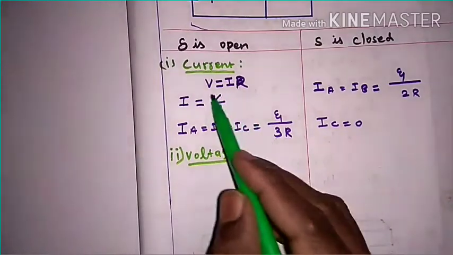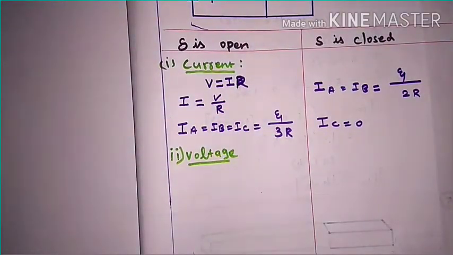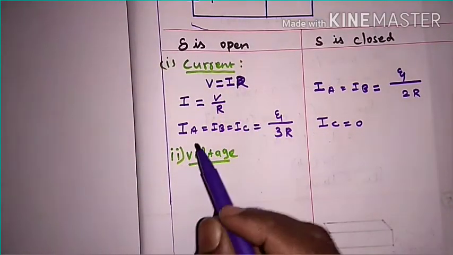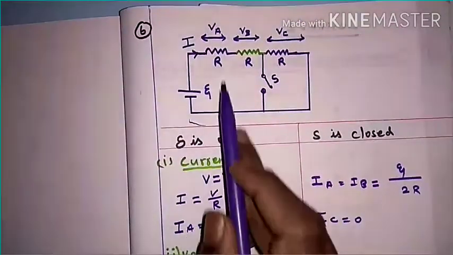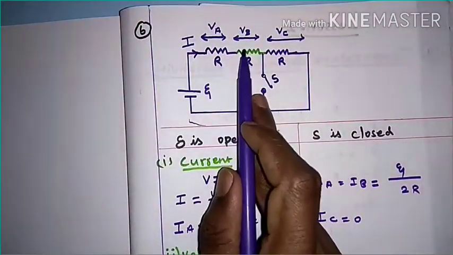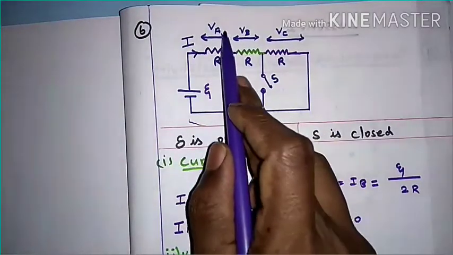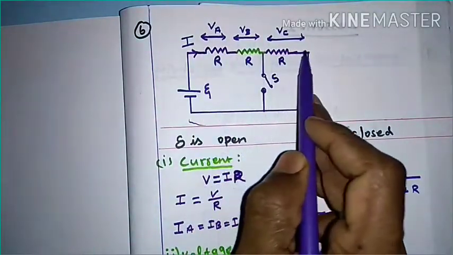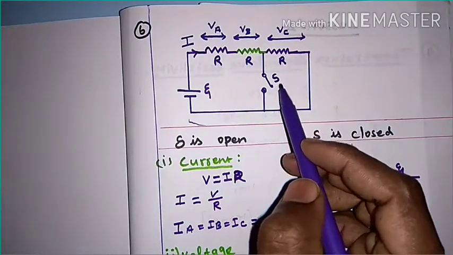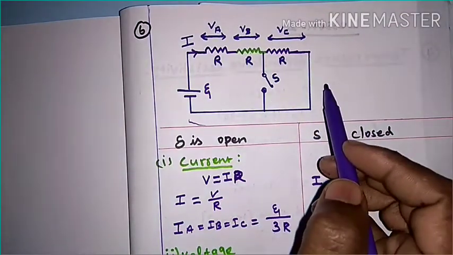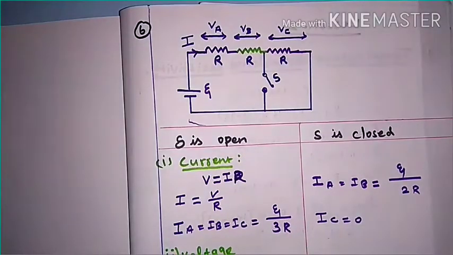Once again, according to Ohm's law, V is equal to I into R. Therefore, the voltage across each resistor when it is connected in series will differ. So, I am going to find out the individual potential of A, B and C respectively when the switch is open and also closed. First, when it is open.